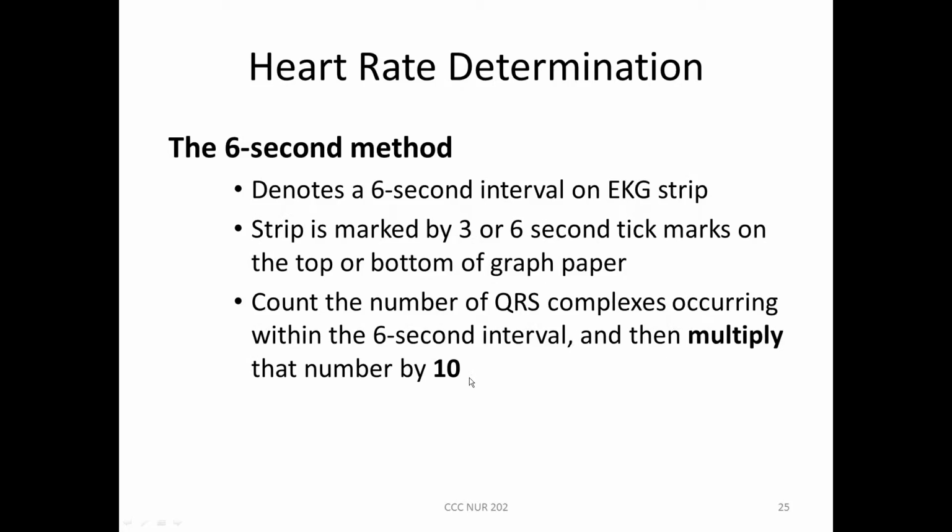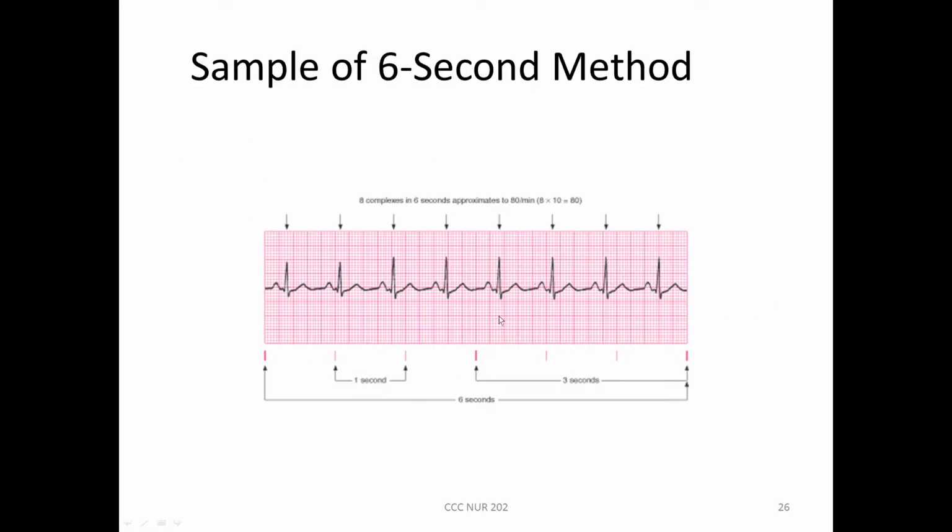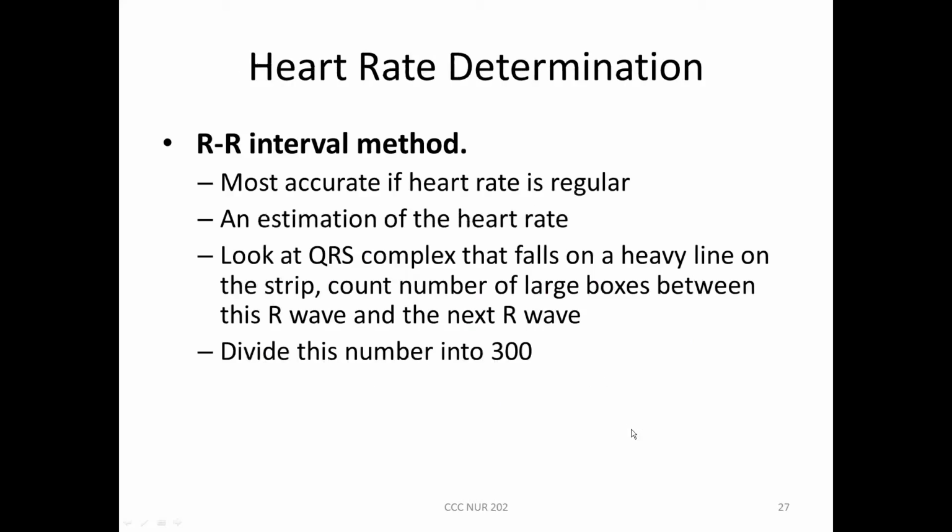Now, for the 6-second method, the strip is usually marked, like we saw before, in 3 to 6 seconds by tick marks on the bottom of the page of the graph paper, and you count the number of QRS complexes occurring within that 6-second interval, and then multiply by 10. This is a sample of a 6-second method, and we're going to count the QRS complexes. So that's 1, 2, 3, 4, 5, 6, 7, 8, and this again is 6 seconds, so 8 times 10 is 80. That is how we would count that rate.